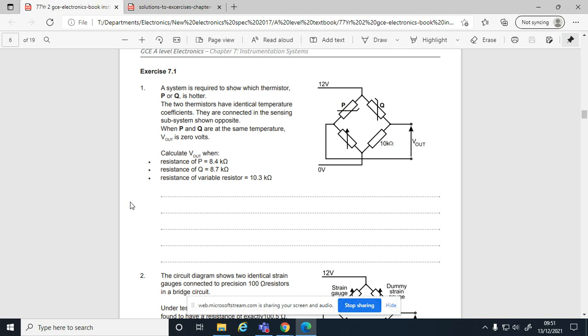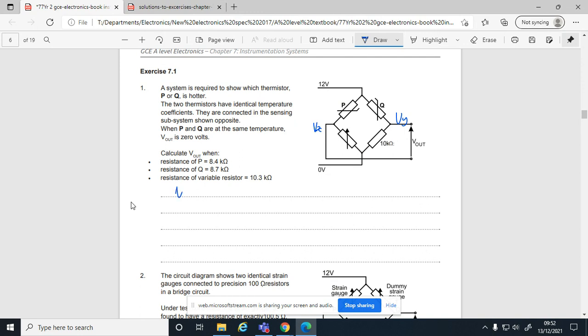Okay, exercise 7.1. Hopefully straightforward. Potential dividers, nice and easy. So P is 8.4K, so let's work out the voltage there. And the variable resistor is 10.3. What I always do is I work it out as two different bits. So we'll call that Vx for argument's sake, and we'll call that one Vy.